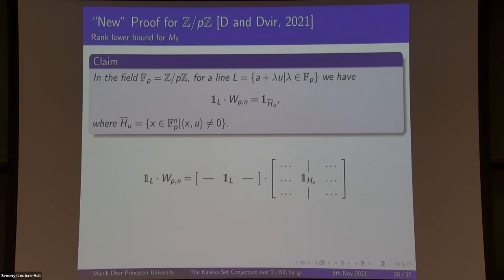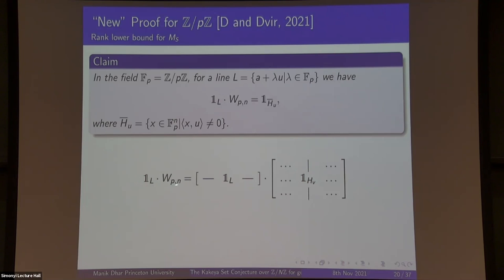So the claim that we'll be proving is the following. A row of this matrix MS is the indicator vector of a line. So what you will want to show is that the indicator vector of a line in direction U, if you multiply this with the matrix W, then you get the indicator vector of the complement of a hyperplane with normal U. So the set of all points which have non-zero inner product with U. Okay, so right. Just as a reminder, WPN matrix was the matrix which had its rows and columns as indicator vector of hyperplanes. Here we'll use the fact that the Vth column of this matrix is the indicator vector of the hyperplane with normal V.